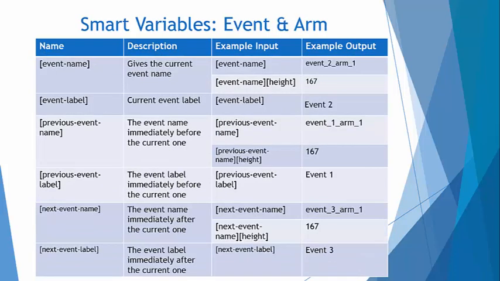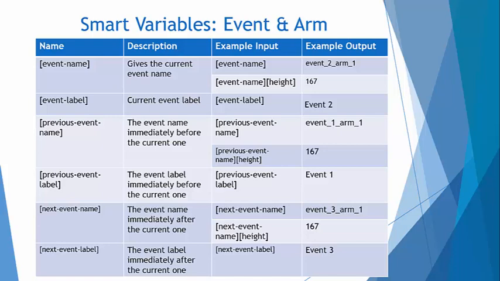Possibly one of the most useful places for smart variables is working with longitudinal projects. The smart variable event name gives the current event name. You can use this to simply display the event name, or you can use it to tell REDCap that you want to reference the specific event name and pull a variable from it. For example, within this event name, I want to know height. Event label gives the current event label. Because this is just the label, it's not the actual name, you won't be able to use this option for piping.